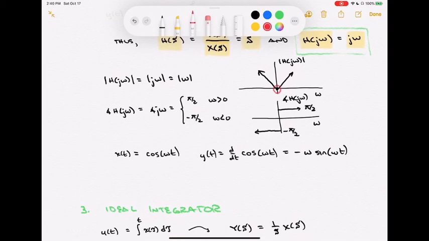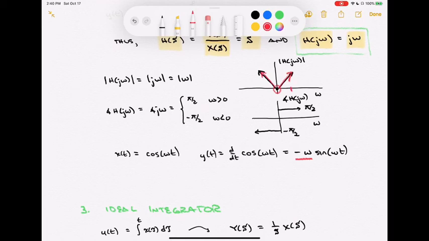In this particular case, we have that factor out front, minus omega. So the strength or the size of this signal gets amplified by whatever the input frequency is, proportionally. If you have sine of 100t or a cosine of 100t, it comes out as 100 times sine of 100t. That's that linear gain that we have in there.